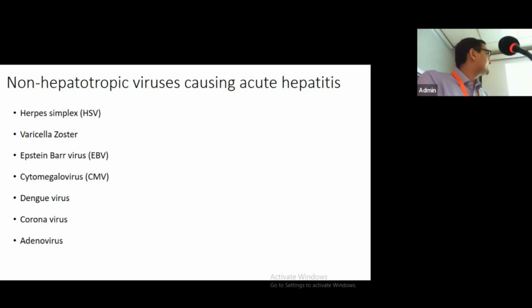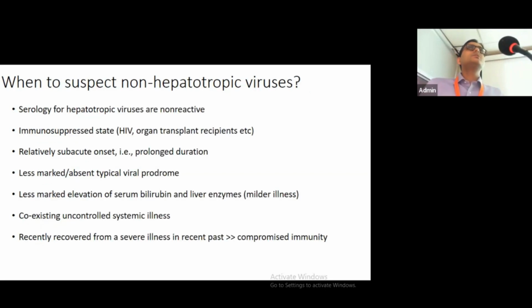Primarily, these are the major non-hepatotropic viruses which you should rule out after you have done a battery of A to E tests. So if A to E are negative, then you should do this second degree of tests to rule out these non-hepatotropic viruses causing viral hepatitis. So now the question comes, when to suspect non-hepatotropic viruses as the cause of acute viral hepatitis?